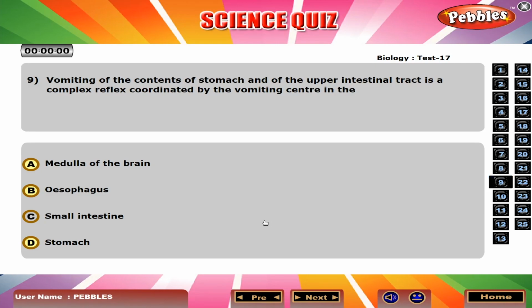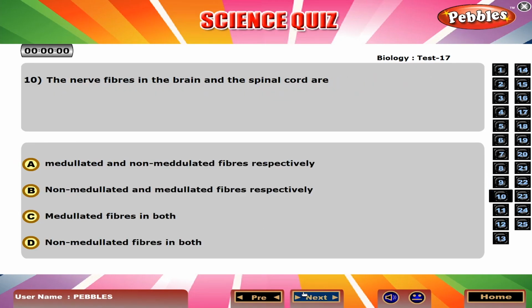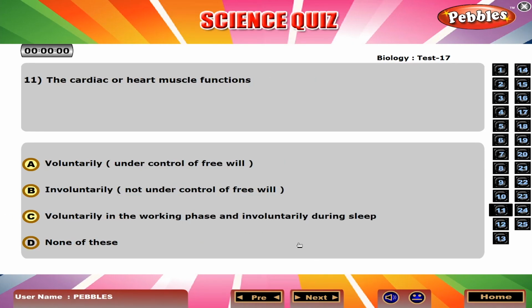the vomiting center in the A. Medulla of the brain. The nerve fibers in the brain and the spinal cord are C. Medullated fibers. In both, the cardiac or heart muscle functions B. Involuntarily.